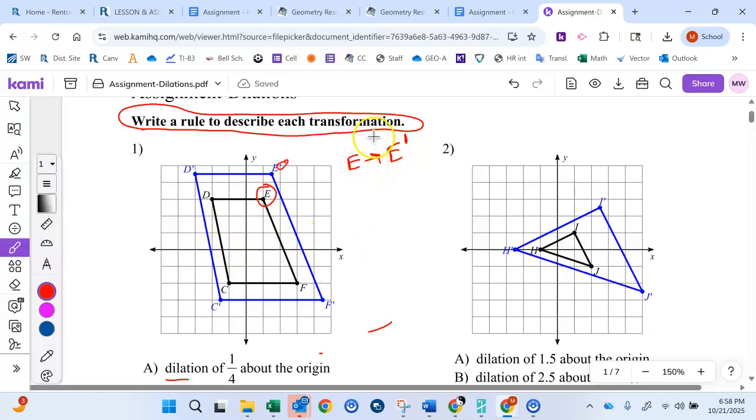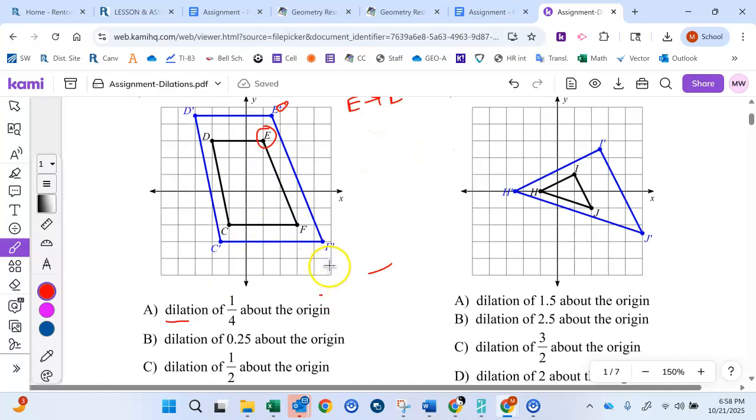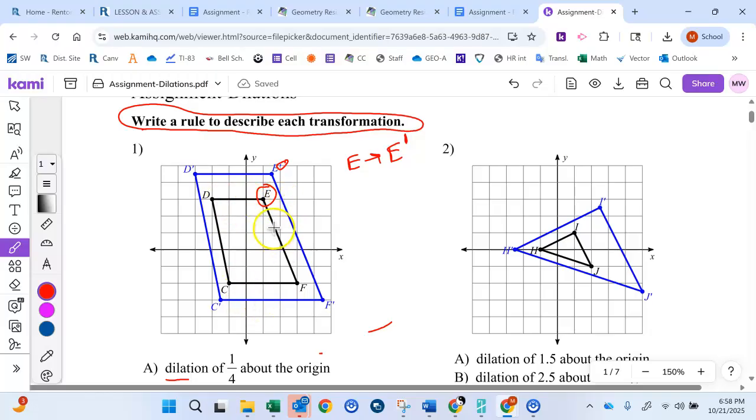Okay, so what do we know? If it's from the origin, we want to count how far away the thing is. The first thing we notice is that it's getting bigger. The black one is smaller, so it's getting bigger. And if it's getting bigger, then what we're going to do is take the ending value, or the prime, over the beginning value for each point.